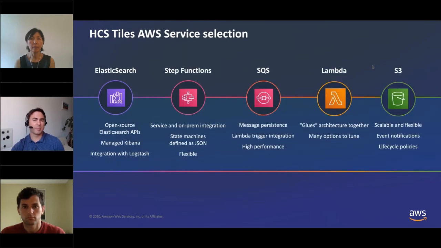I want to talk a little bit about why we selected some of the services before I jump into the state machine. If we go from left to right, Elasticsearch was selected mainly because we wanted the Kibana integration.